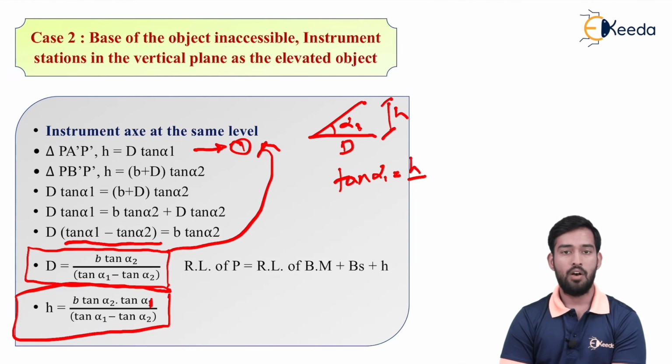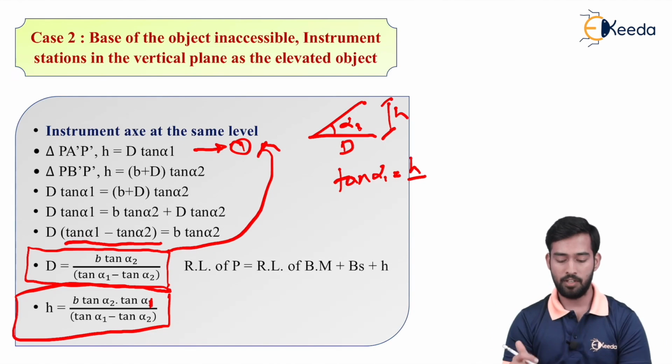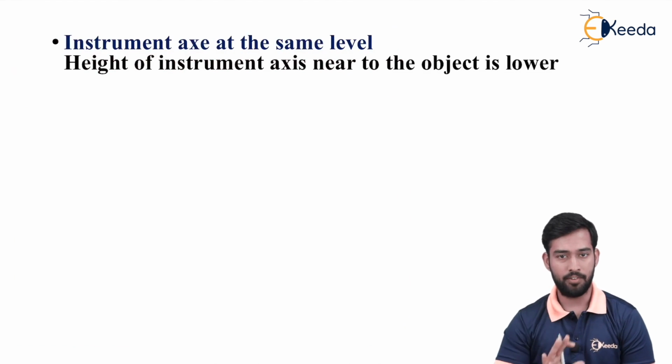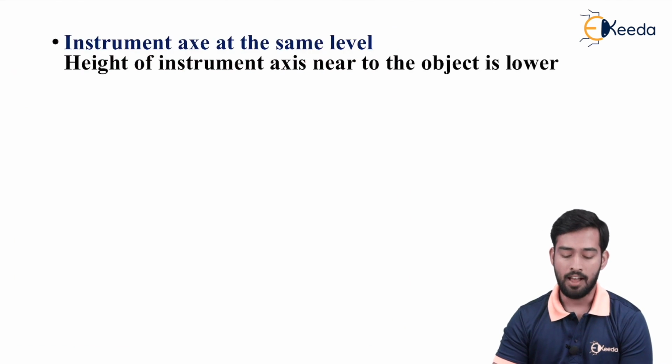Okay, now in case 2, there are 2 more sub cases. This is the simple case where the line of collimation of the 2 points is on the same level. Now the next case, instrument axis at the same level, same case, but now here the height of the instrument axis near to the object is lower.